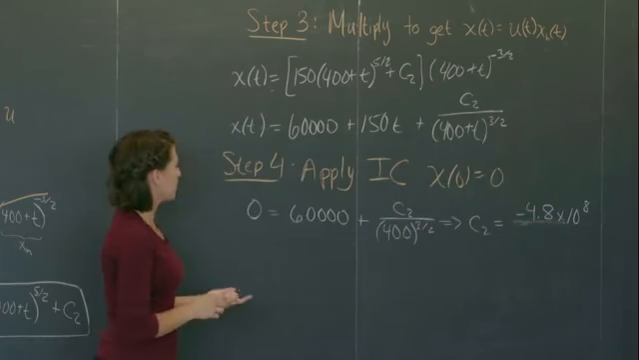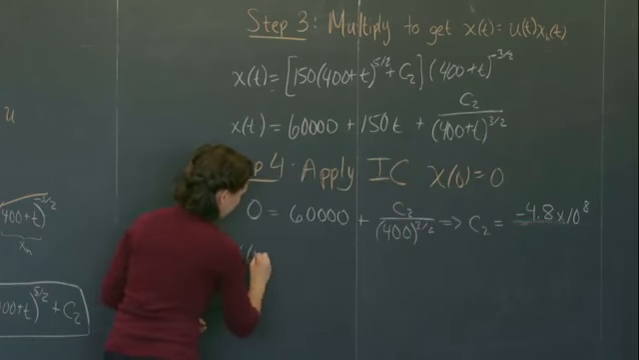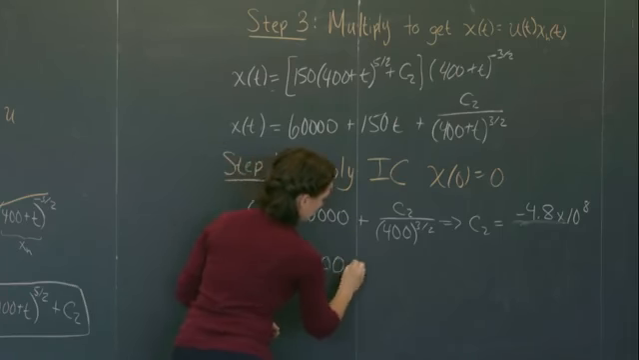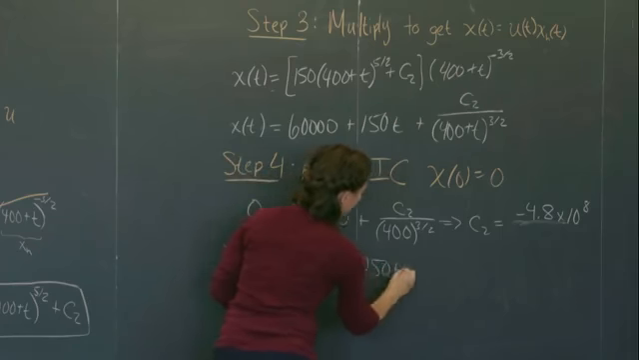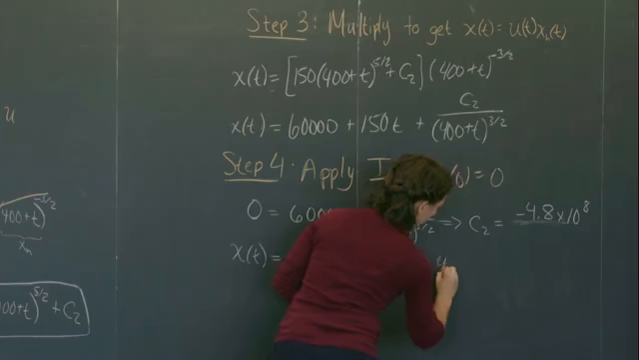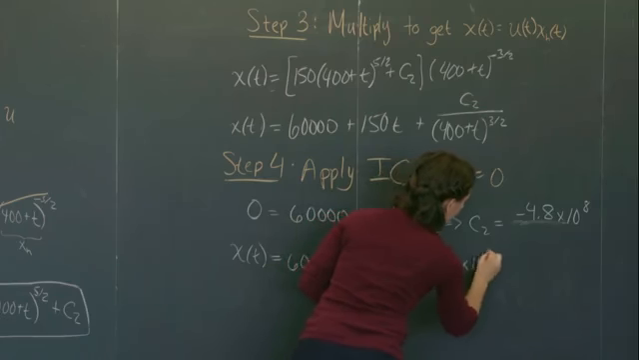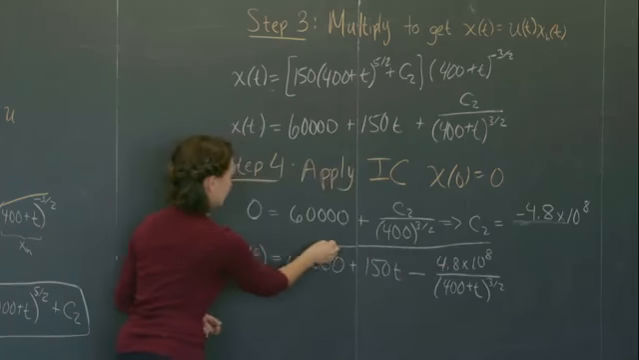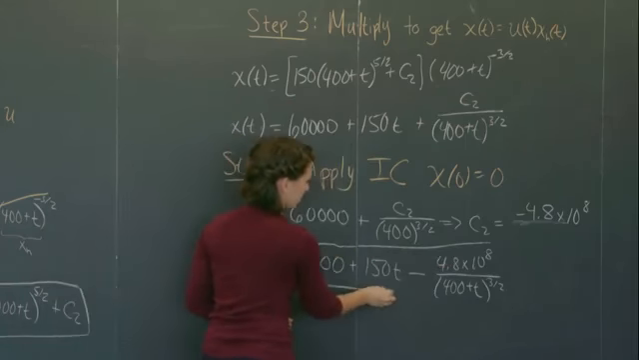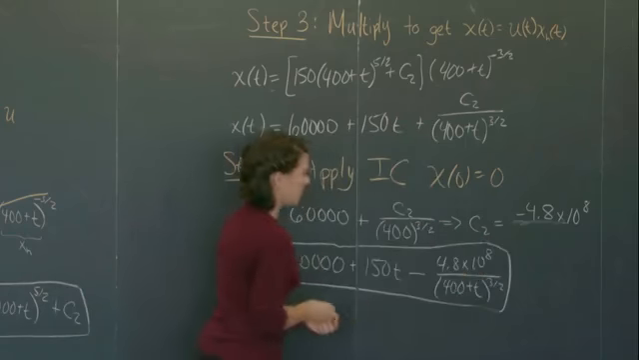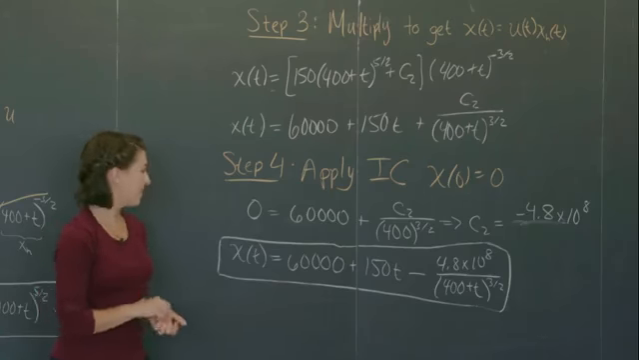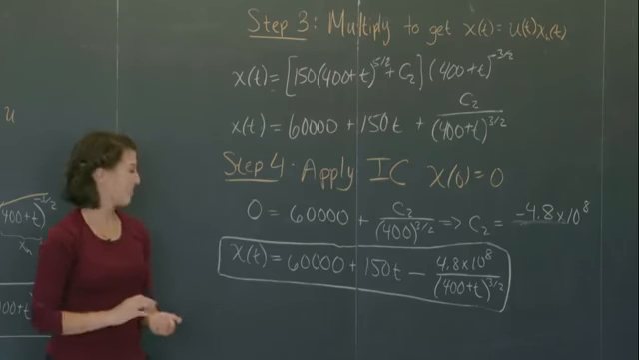So now we can put this all together and get that x of t is equal to 60,000 plus 150t minus 4.8 times 10 to the 8th over 400 plus t to the 3 halves. So this is our solution to the differential equation. But it looks a little fishy. Let's see if we can make some sense of this.